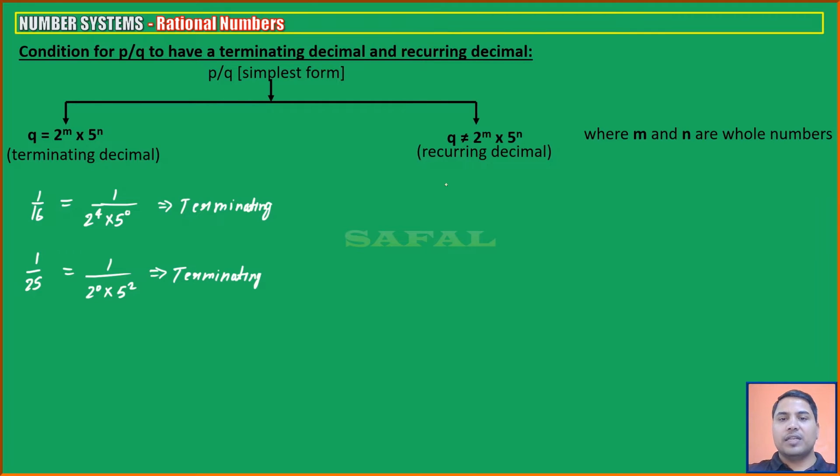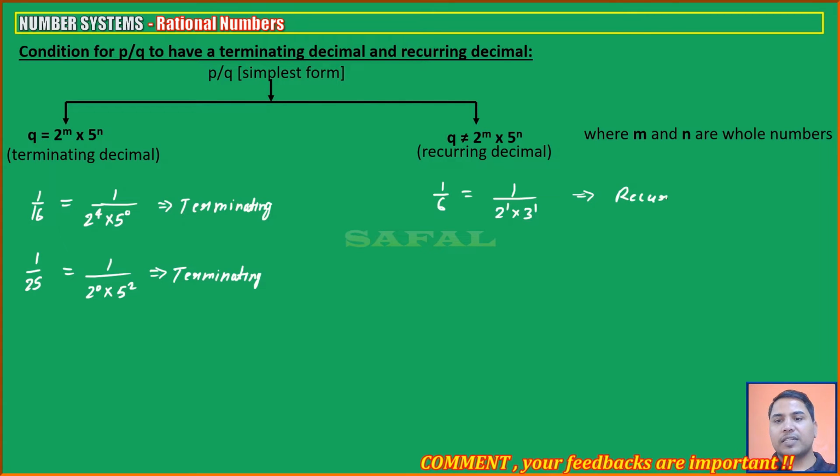For example, if I am writing, let's say, 1 by 6. Now 1 by 6 I can write as what? 1 by 2 power 1 into 3 power 1. So I can see that apart from 2 and 5, it has another prime factor. So directly I can say it will have a what? Recurring decimal.